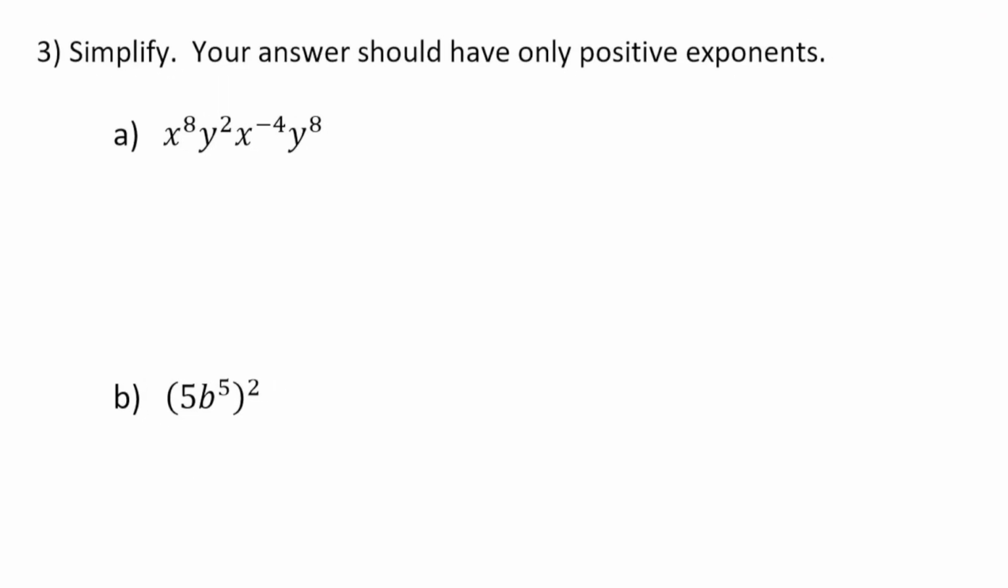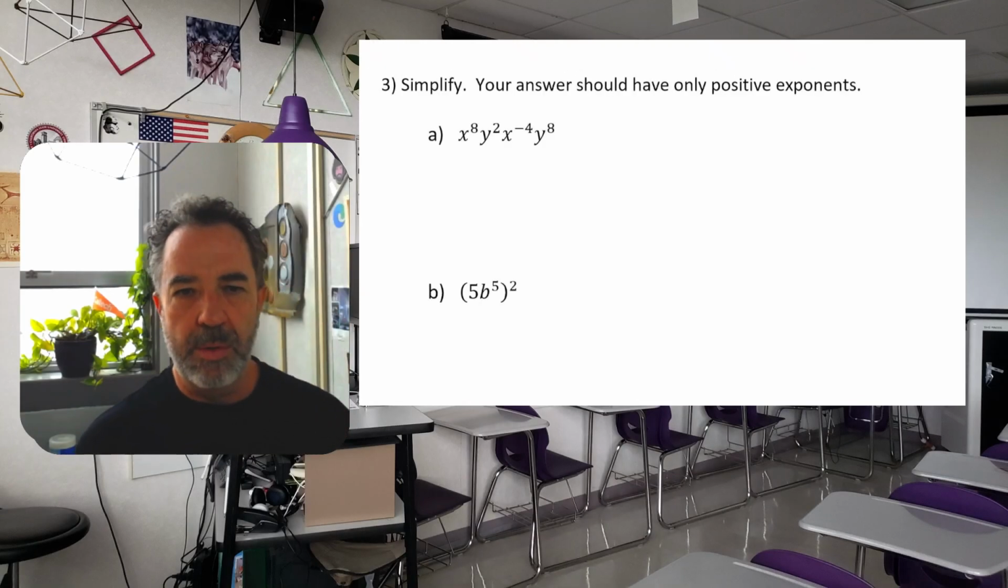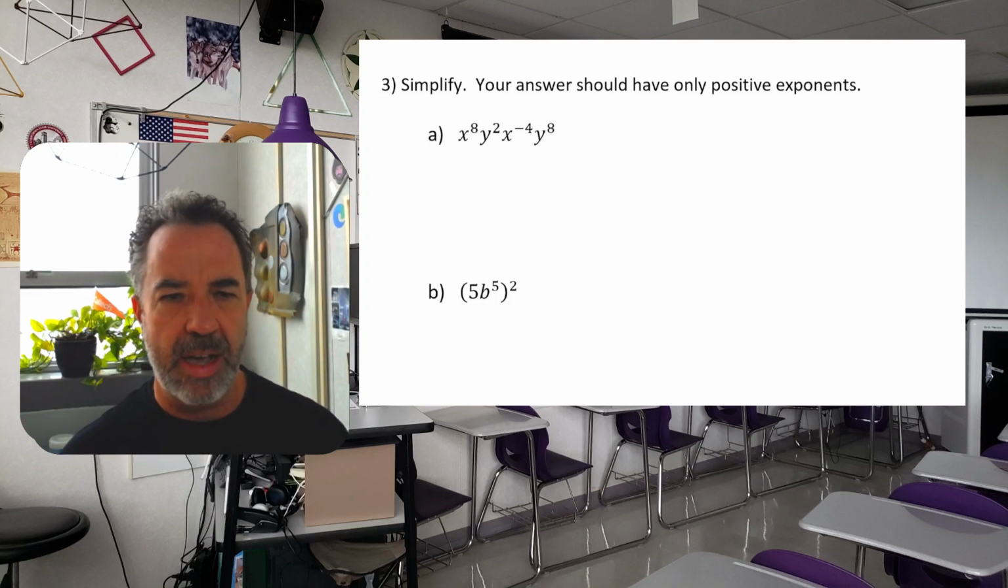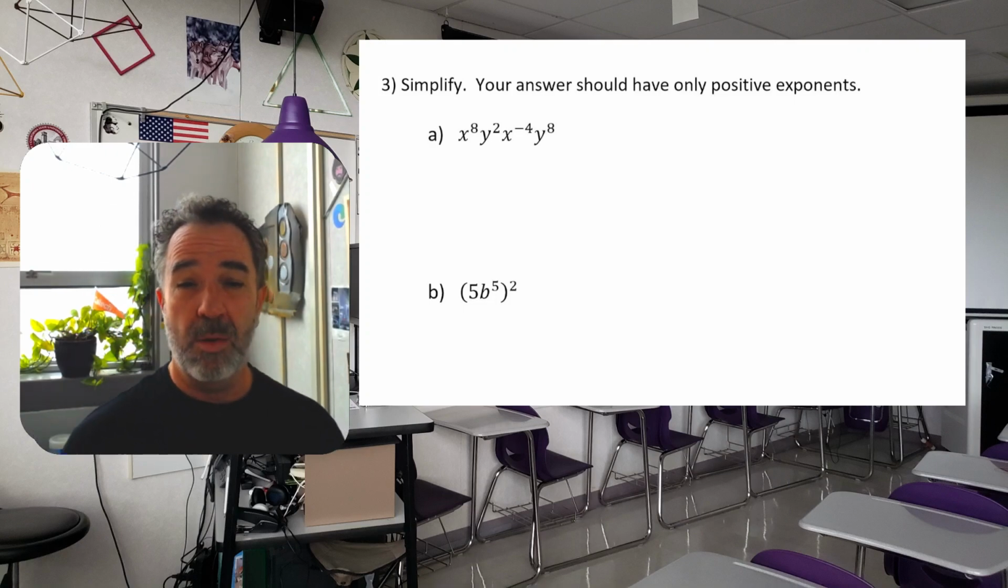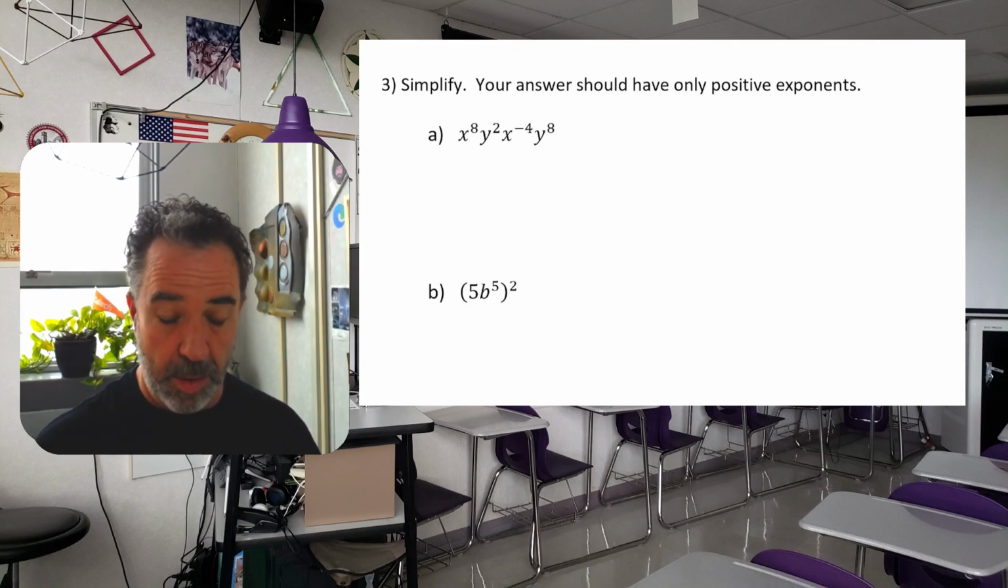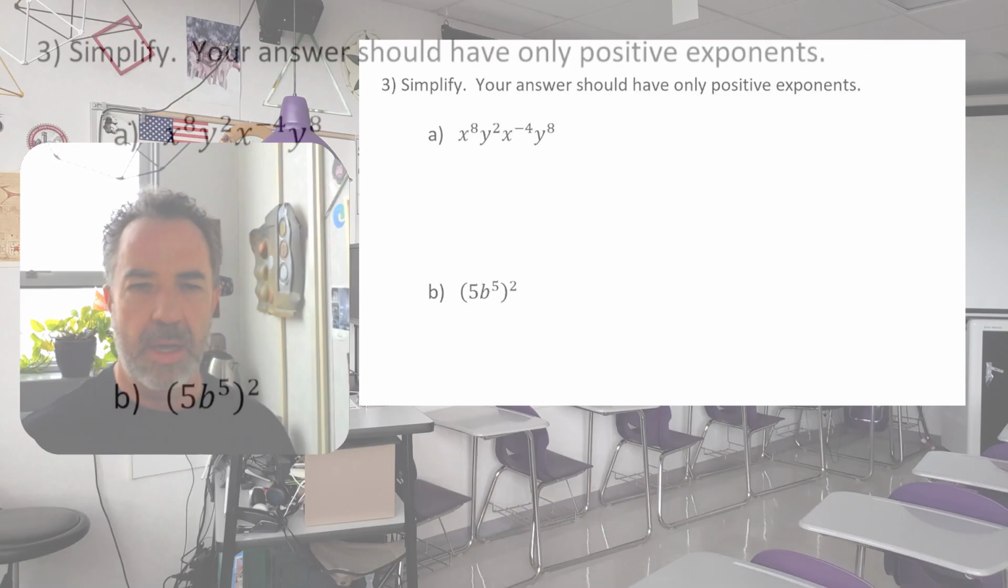Next, in number 3, we're given several problems, and we're asked to rewrite these to simplify these, right? So our answer should only have positive exponents, and if there's any giant 1s or anything that we can do to reduce the number of operations needed to evaluate, we should do that. So let's start with A.